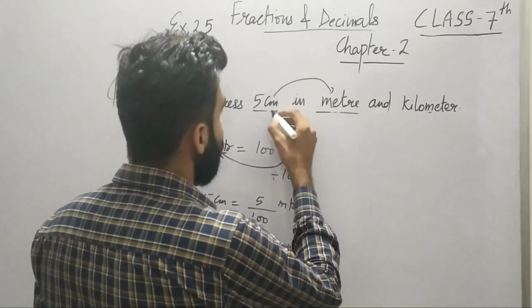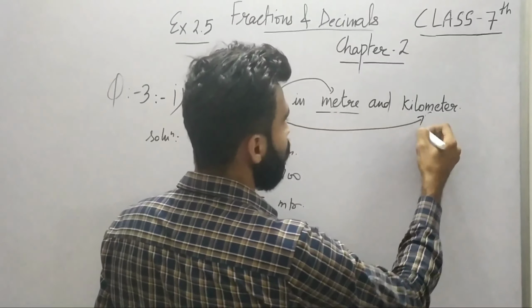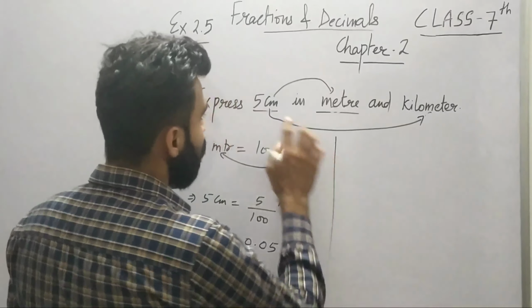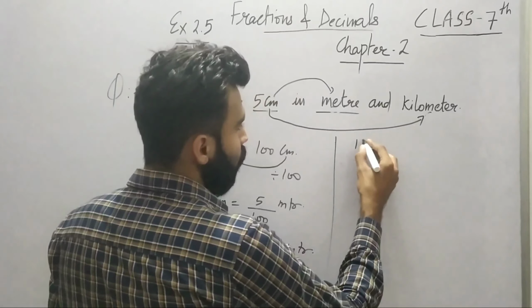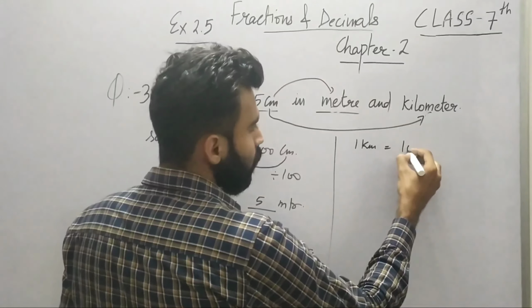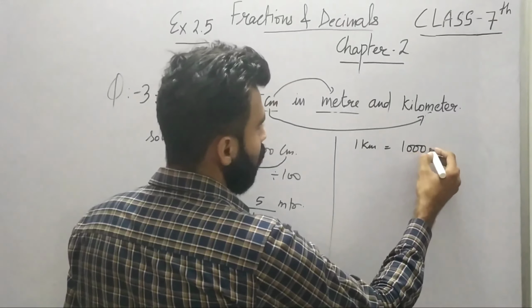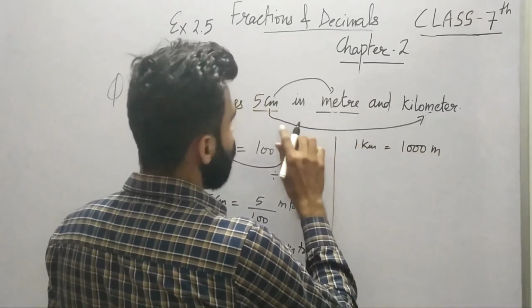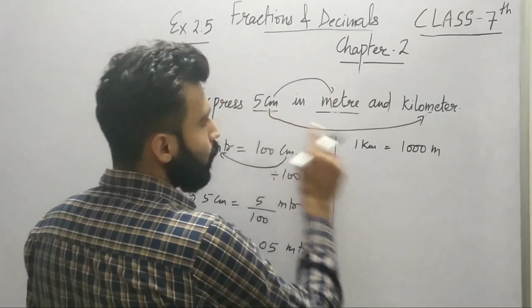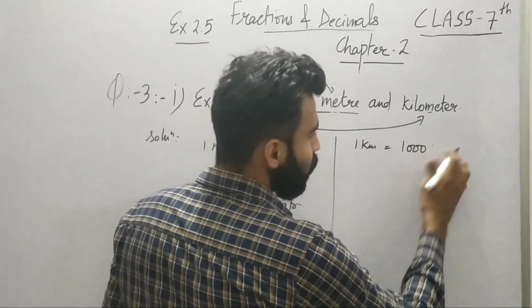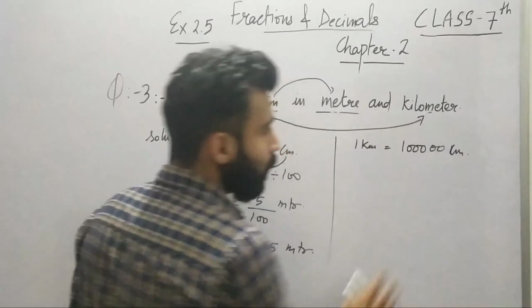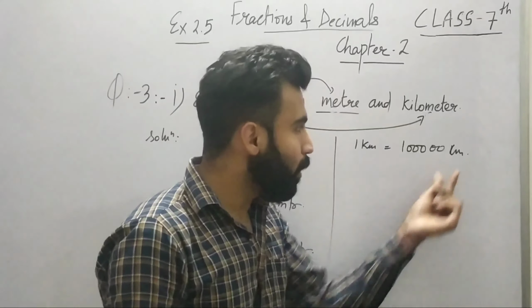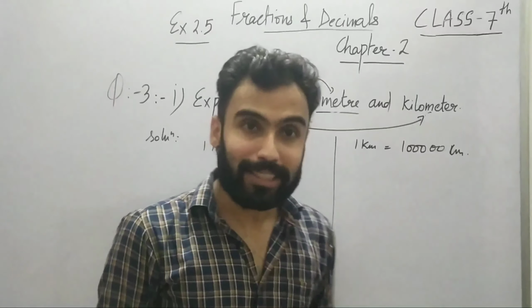Now I have to convert 5 centimeter into kilometer. So now I am showing the relation between centimeter and kilometer. You remember 1 kilometer has 1000 meters, and in 1 meter there are 100 centimeters. So that will be 5 zeros. So this is the conversion of kilometer into centimeter. That means 1 kilometer has 1 lakh centimeters.